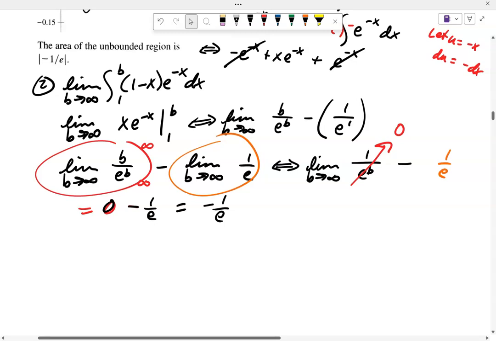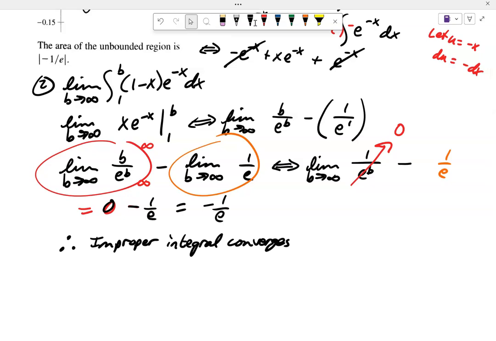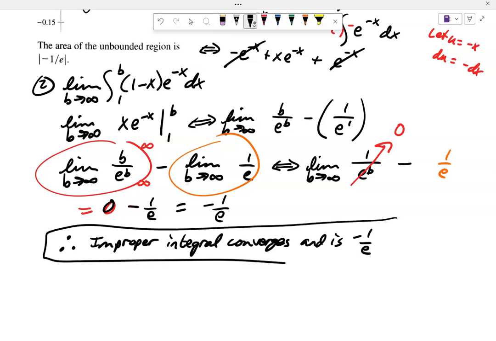And so, therefore, the improper integral converges. And is negative 1 over e. Now this is not an area, right? Because this is negative there. This is just the improper integral, just converges.